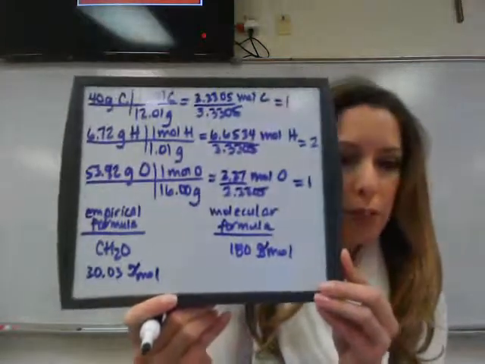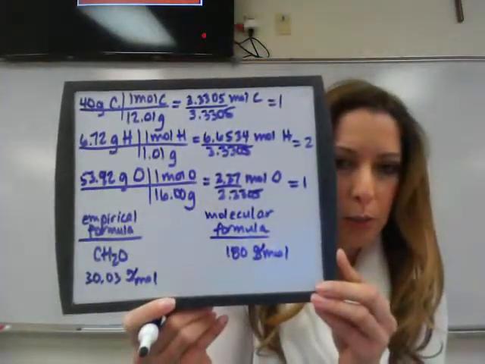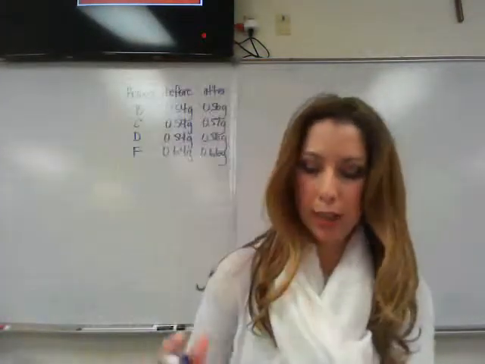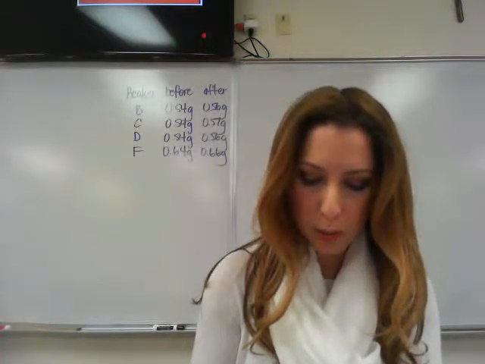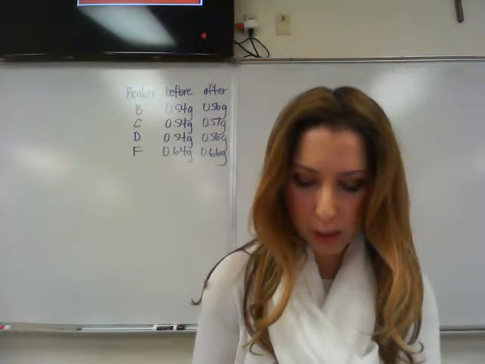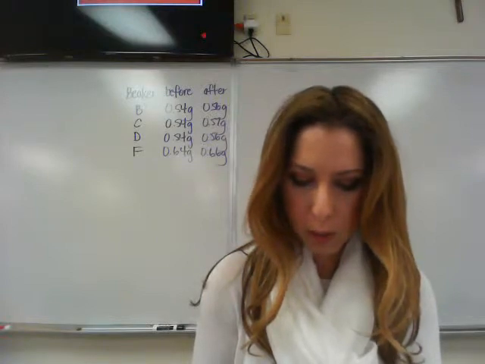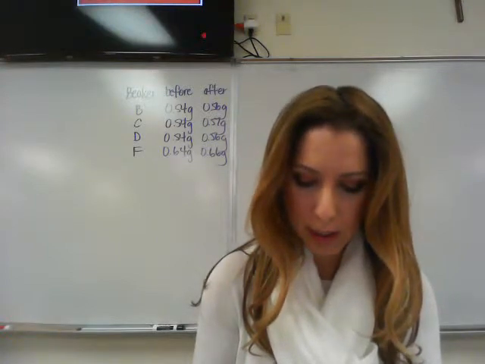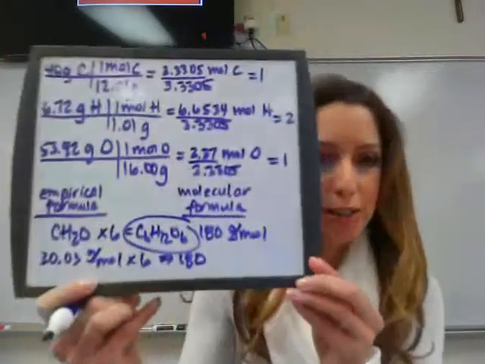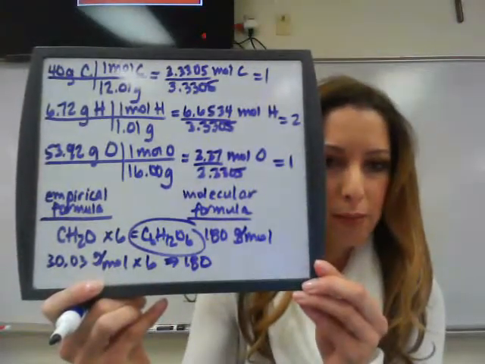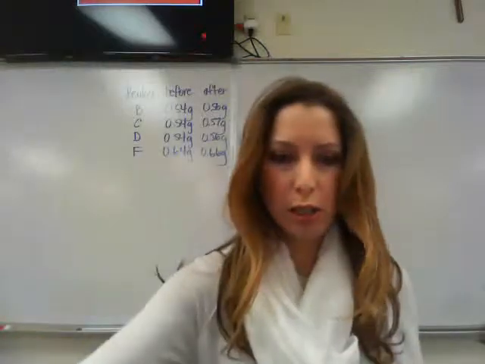So if I take 30 and I multiply it by 6, I'm going to get 180. So since I multiply 30 by 6 to get to 180, that means you need to multiply CH2O by 6 to get C6H12O6. And that's the molecular formula. Okay, now you're ready to do the worksheet on molecular formula.